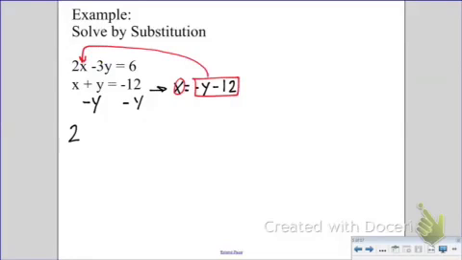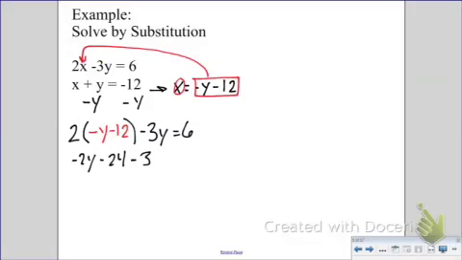Here's what it's going to say when I plug it in. It's going to say 2 times, and now plug in the negative y minus 12, and then rewrite the rest of it, minus 3y equals 6. And see, with an equation with only y's in it, we can actually solve it. So let's go ahead and solve it. Negative 2y minus 24 minus 3y equals 6. Negative 2, negative 3 make negative 5y minus 24 equals 6.